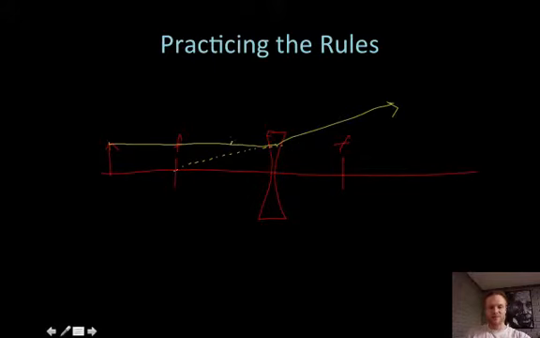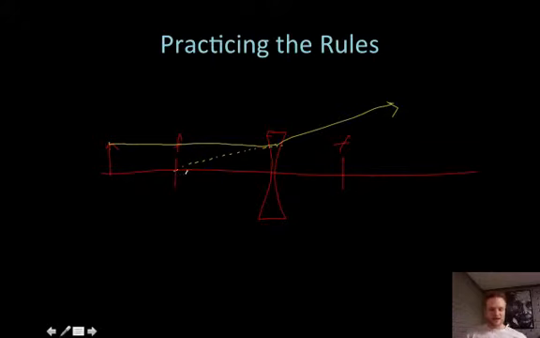Okay, so incident ray, parallel to the principal axis, hits the lens, and then if you trace back through the focal point, you can then extend the line. Okay, so these dotted lines aren't actually a light ray, it's just kind of your imagination, if you will, tracing back through the focal point.